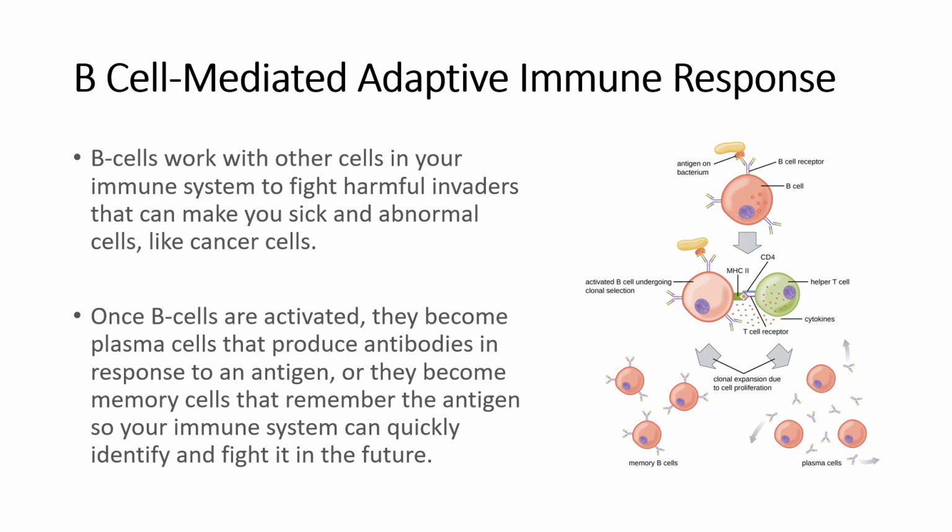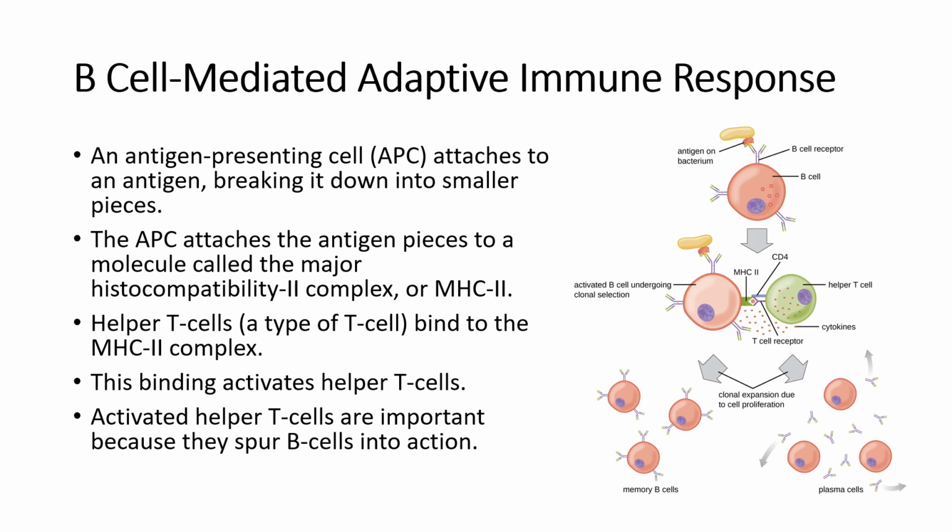Or they become memory B cells that basically are primed and waiting so that the second time, third time, fourth time you're exposed to that same pathogen, they're ready to go. It's why the immune response the second and every subsequent time after that is stronger and faster. An antigen-presenting cell, known as an APC, attaches to an antigen, breaking that antigen down into smaller pieces.